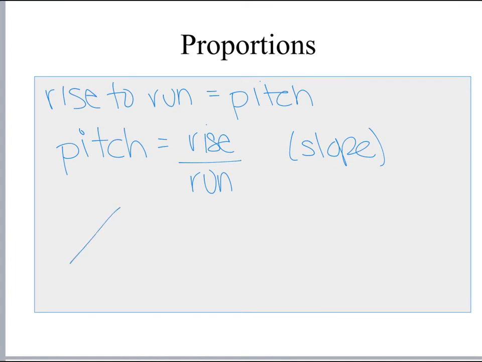So if I'm taking a look at a picture, then my rise is from the bottom of the roof to the top, and my run is from the middle of the roof, so from that point to the side.